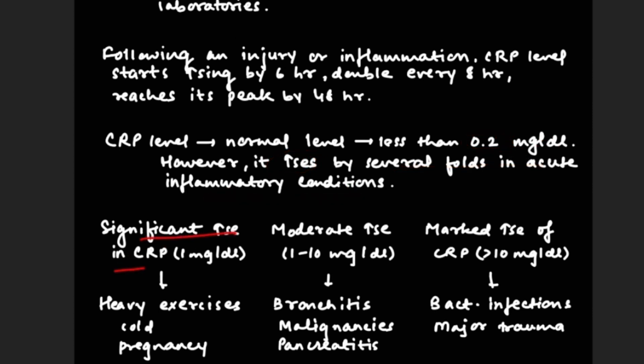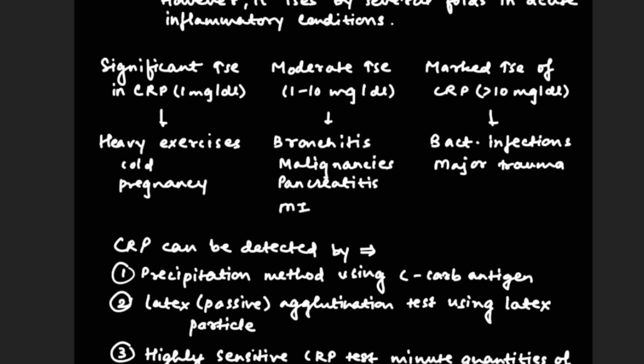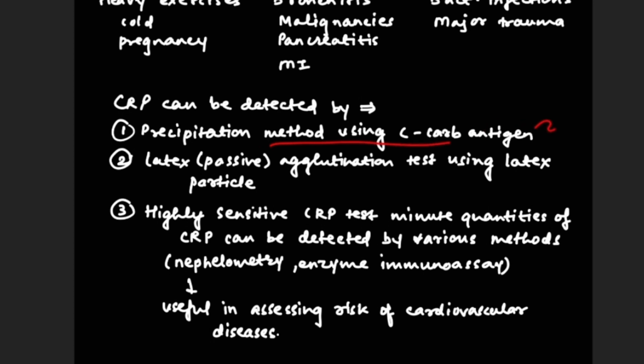A mild increase in CRP, up to 1 mg per dl, is seen in heavy exercise, colds or pregnancies. Then a moderate increase, 1 to 10 mg per dl, is seen in bronchitis, malignancies, pancreatitis and MI, myocardial infarction. Then a marked increase of CRP, greater than 10 mg per dl, is seen in bacterial infections and major trauma.